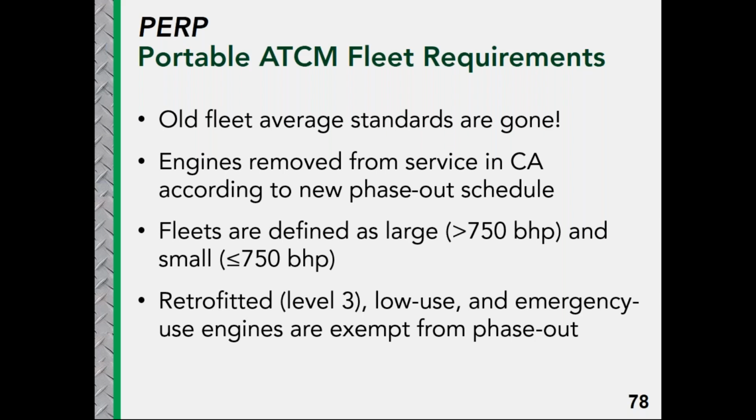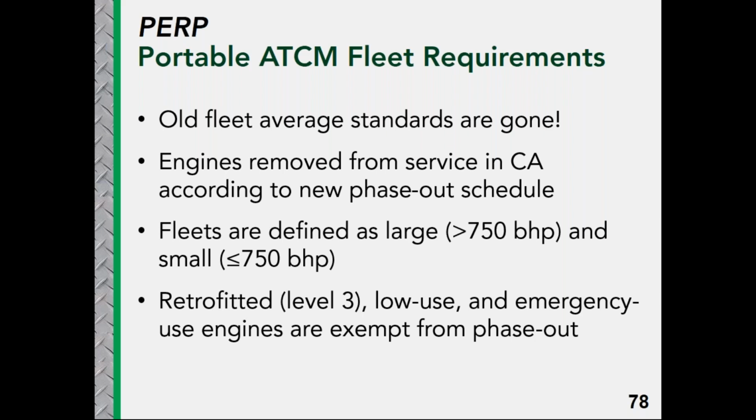So there used to be 3 different fleet sizes. Now there's only 2, and it's revolving on whether or not you have 750 brake horsepower or less or more. If you have less than 750, you're considered a small fleet under this regulation. If you have more than 750, you've got your large fleet. Anything 750 or below is considered a small fleet.